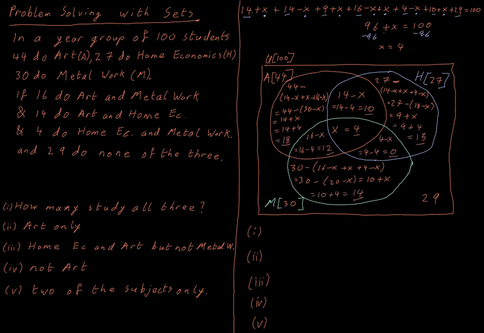And now we have everything filled in. So we just put in x is 4 and did our sums. And now we know exactly what's in each part of our Venn diagram. Now the questions we're asked are very straightforward. We read them directly out of our Venn diagram.